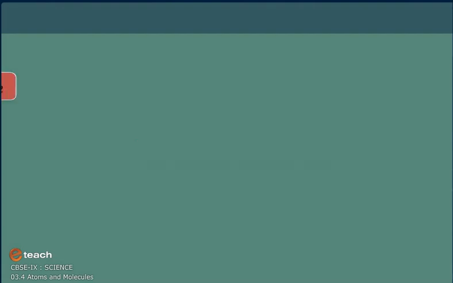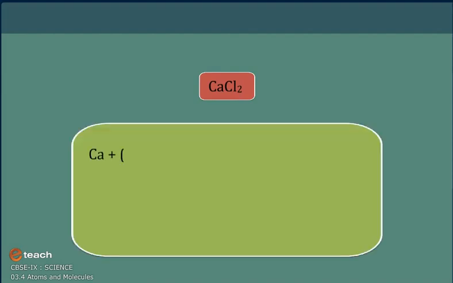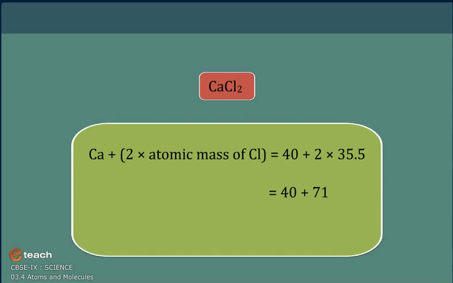Example: calculate the formula unit mass of CaCl2. Solution: atomic mass of Ca plus 2 times the atomic mass of Cl is equal to 40 plus 2 times 35.5, which is equal to 40 plus 71, which is equal to 111 u.